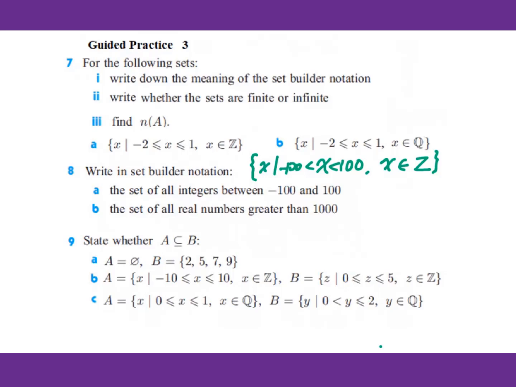For B, the set of all real numbers greater than 1000. We can write down this x. x is greater than 1000. And this x is an element of R.